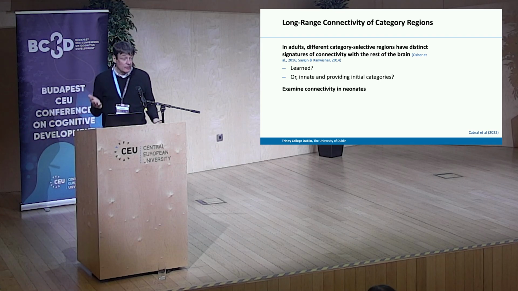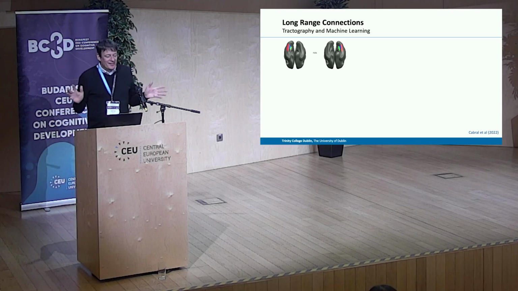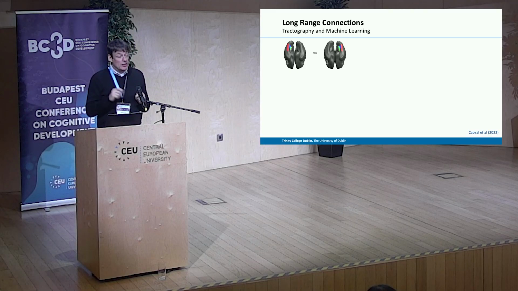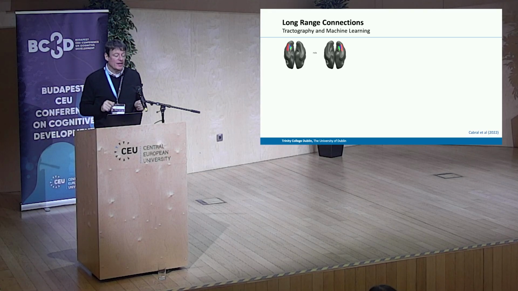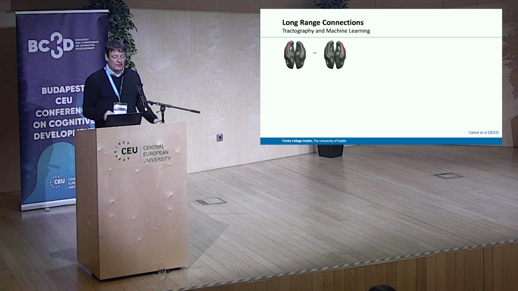To do that, you need to look at connectivity in neonates. I don't have time to go into this in detail, obviously, but what we did is we used diffusion tractography to look at the connectivity of different regions that will become category selective. And then we used machine learning basically to see whether you can guess the selectivity of a voxel based on its pattern of connectivity. We're looking at the ventral surface here. We've got faces in face selective regions in red, houses in green, and a tool region in blue.